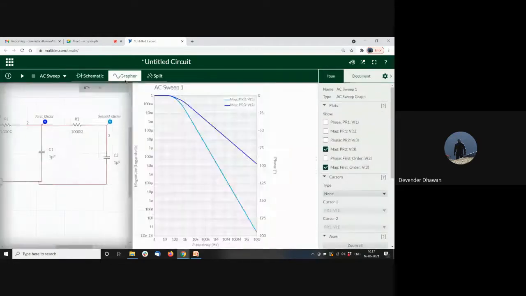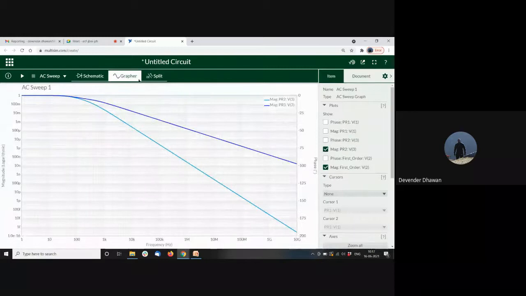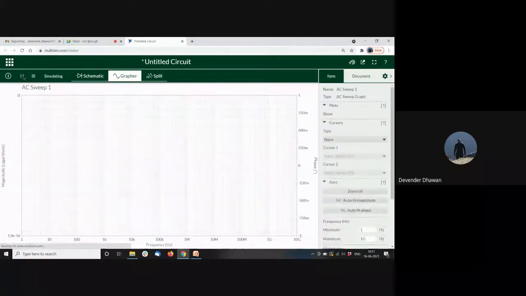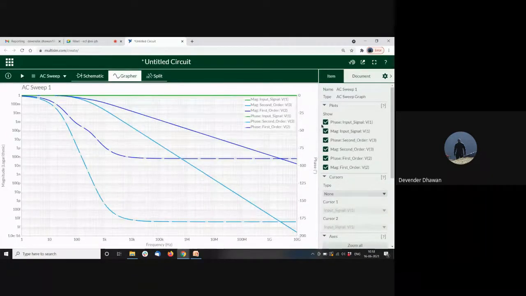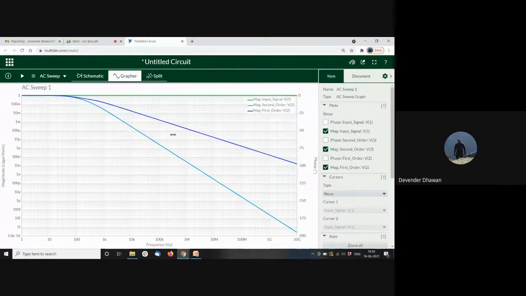So if I go to the graph now, let me just run the sweep again. Now we can see that it is showing me input signals, first order and second order. You can see here. So this way we can change it also.